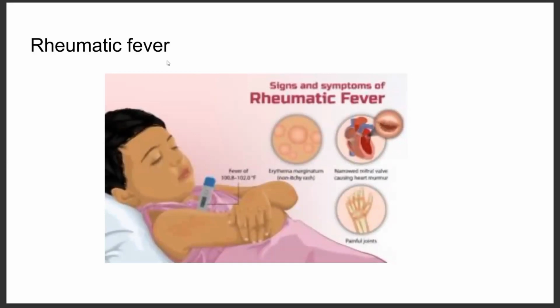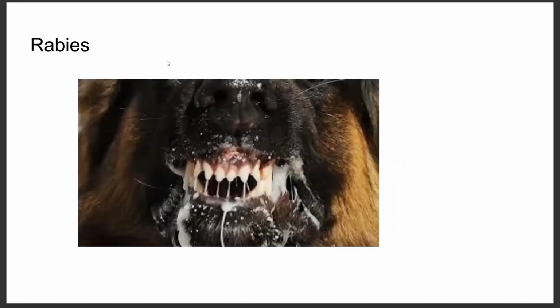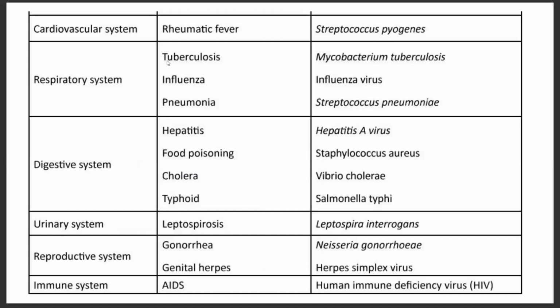Then rheumatic fever. It affects the cardiovascular system. Again, this is caused by a bacteria, Streptococcus pyogenes, right?